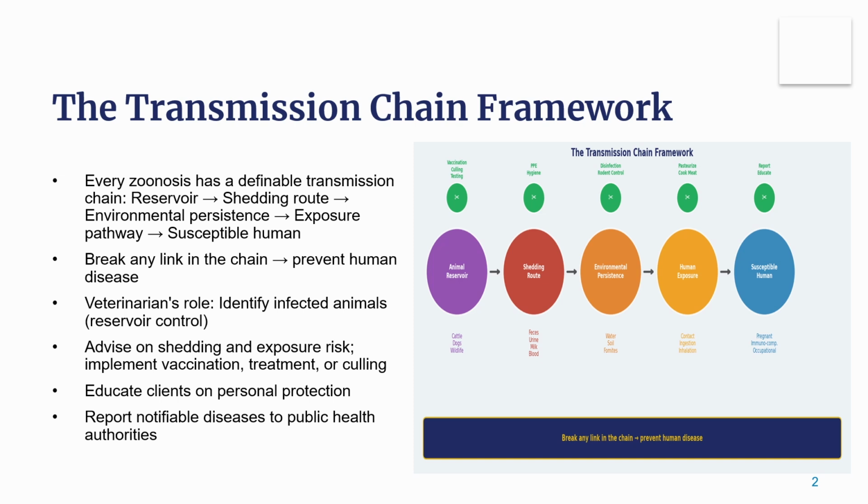Let's say you confirm Brucella canis in a breeding kennel. The reservoir is the dog. The shedding route is reproductive fluids, urine, and saliva. Environmental persistence is moderate. Human exposure routes include direct contact during whelping, handling aborted material, reproductive examinations, and potentially blood. The susceptible humans are the owners, kennel staff, and you.